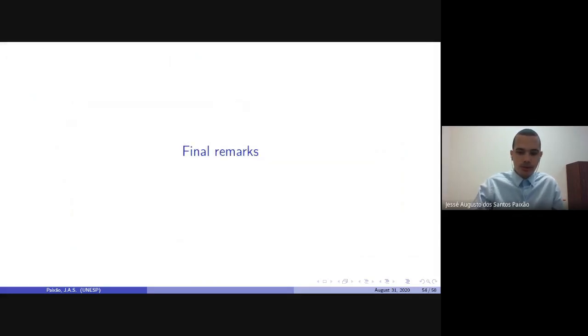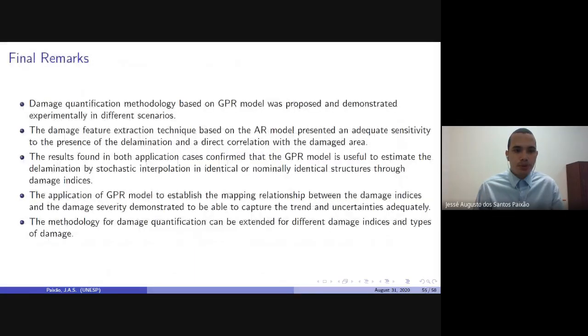Finally, I would like to present some final remarks. We proposed in this work a damage quantification methodology based on the application of a Gaussian process regression model. And we also demonstrated experimentally the application in different scenarios. The first one was for delamination detection using Lamb wave-based damage signals, and the second for debonding size quantification using vibration-based damage indices. Well, the damage feature extraction technique based on the autoregressive model presented in the main methodology presents an adequate sensitivity to the presence of delamination and a direct correlation with the damage area.